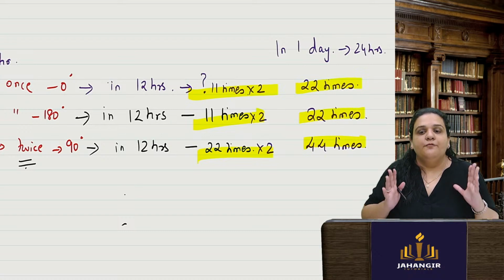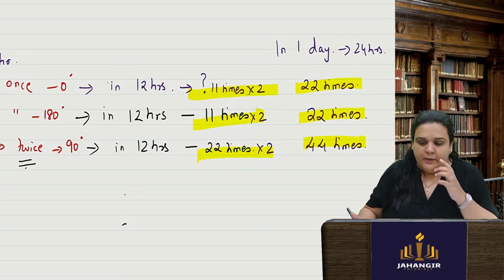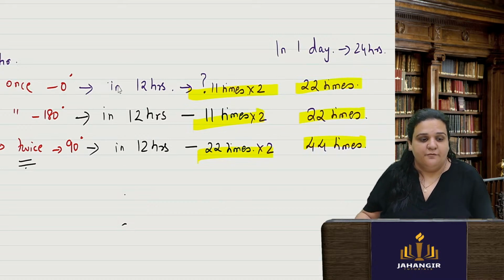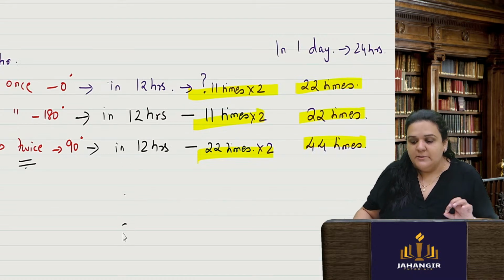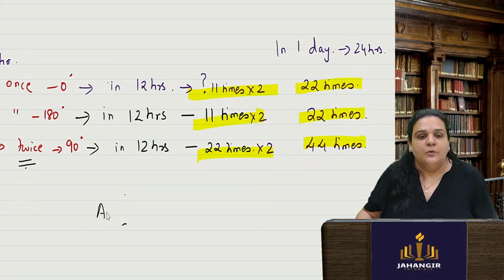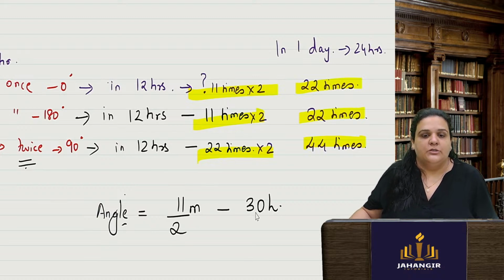But you first have to understand all the concepts, and then there is one formula. You do not have to apply so much brain, you just have to put the formula. The formula is angle is equal to 11 upon 2 m minus 30 h, where m is the minutes and h is the hours.